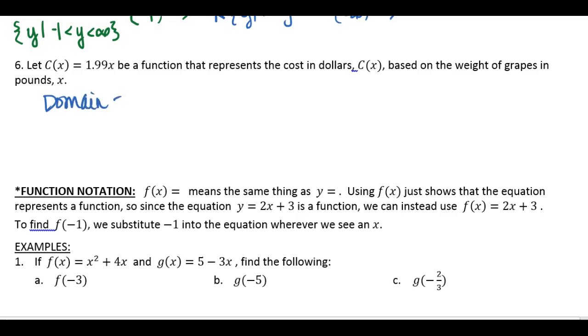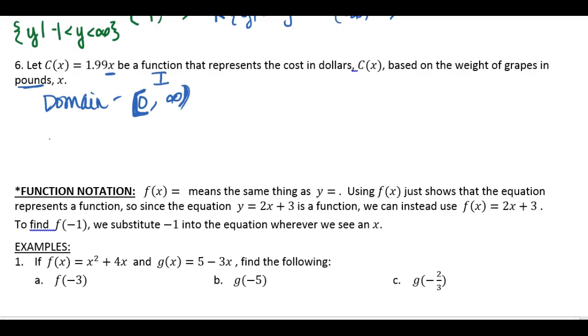Let's think. What are all the possible x values? How many weight of grapes in pounds? So what's the lowest amount of pounds you could get in grapes? Well, that's from 0 to anything, right? Anything at all. So that would be, in interval notation, it could be 0, so I could put a bracket on that. But if it's infinity, I would leave it a parenthesis.